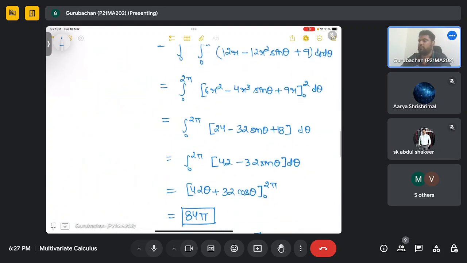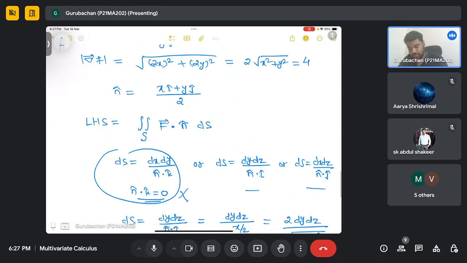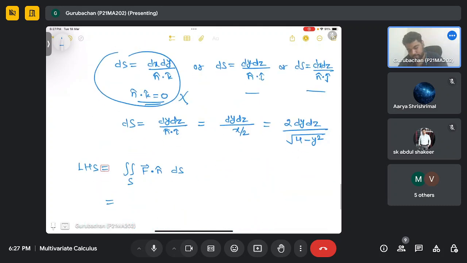So let me write it from this one. So f dot n cap will be f dot n cap.